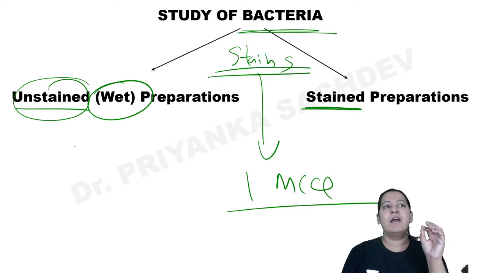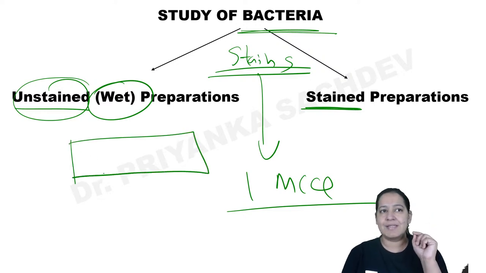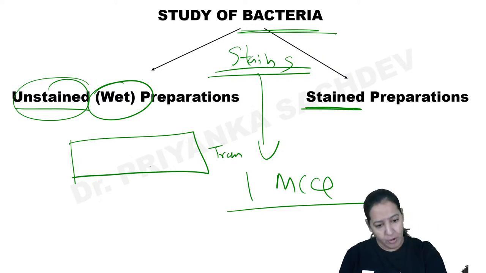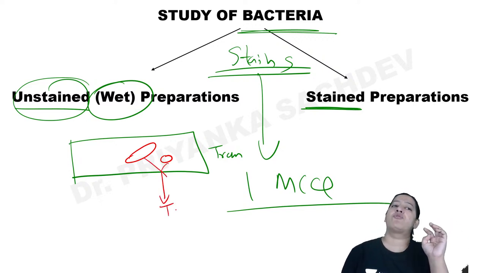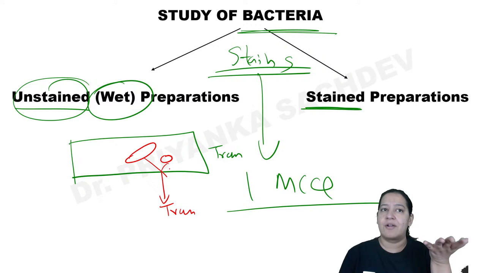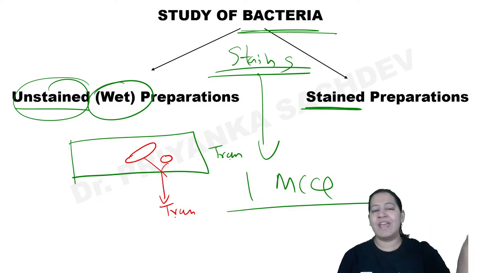The problem is that we take the bacteria on a slide. The slide is made up of glass. It is transparent, and on it we take a bacteria, a bacilli or a cocci. Any bacteria is also transparent. So there is no contrast. A transparent thing on a transparent thing, so we cannot see anything.